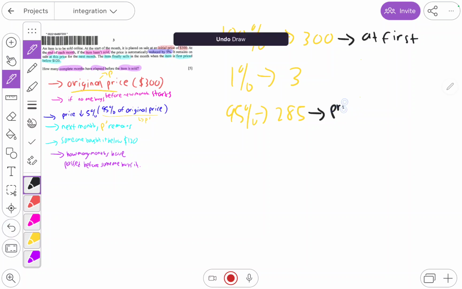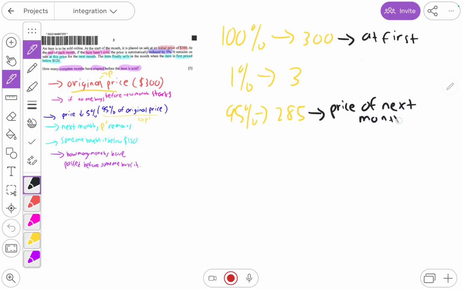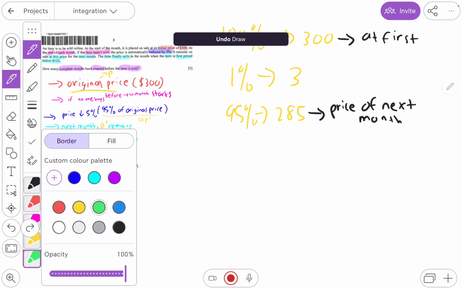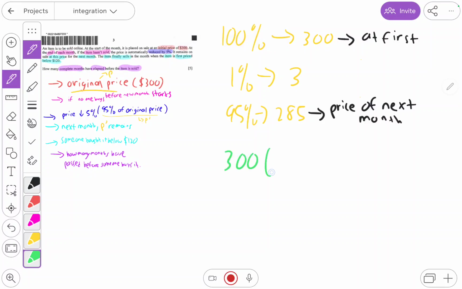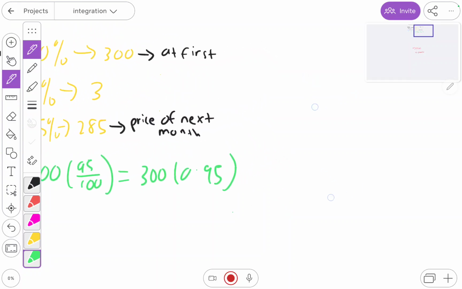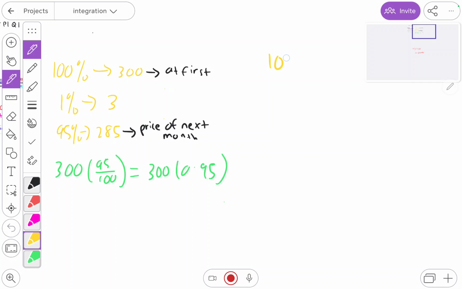Okay, so it will remain, right? So if you want to find out the price, usually what we do is we will just take 300. Okay, usually we will take 300 times 95 over 100, which is the same as 300 times 0.95. Okay, so this is the price. Okay, and after that, at the next one, so you notice that, this is what happened before the next month and after the next month.